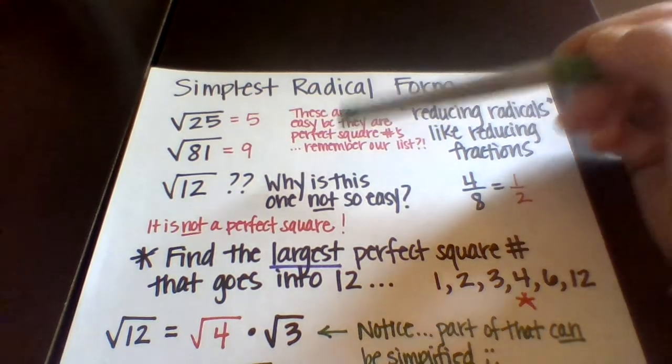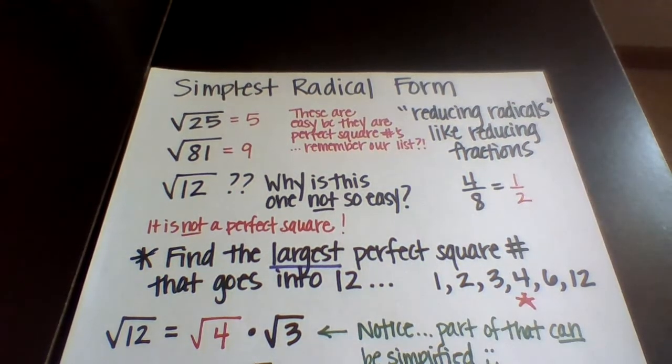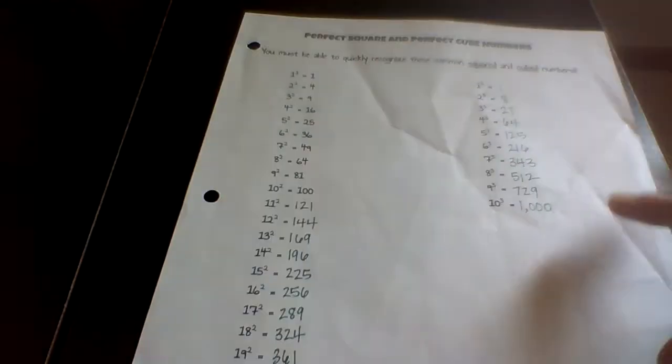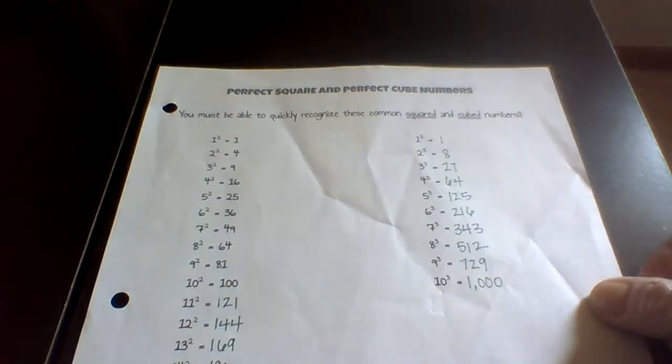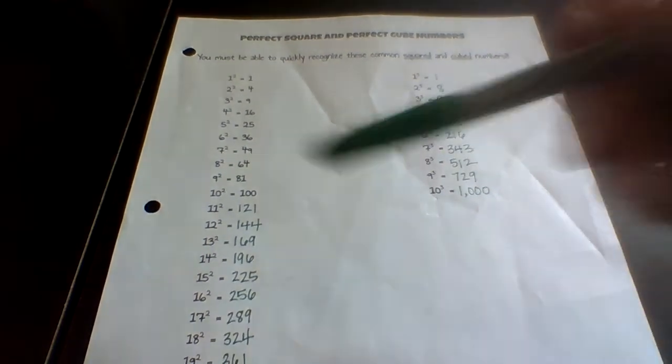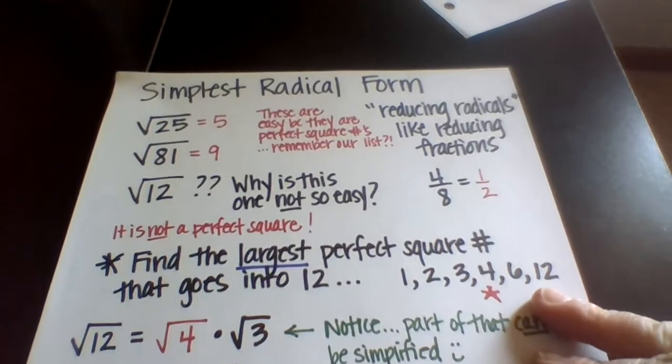Actually, I'm going to pause this for a second and go find that sheet for you guys. Okay, I actually found it. So, remember this? Perfect square and perfect cube numbers. I gave that to you in chapter 1, and I had you go through and fill them all in. Right now, knowing these factors makes getting things into simplest radical form a lot easier. All right, so back to this.